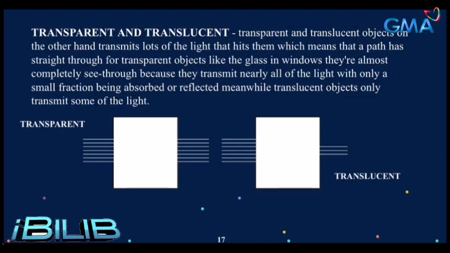Transparent and translucent objects, on the other hand, transmit lots of light that hits them, which means that a path goes straight through the transparent object. Like the glass in the windows, they are almost completely see-through because they transmit nearly all of the light, with only a small fraction being absorbed or reflected. Meanwhile, translucent objects only transmit some of the light, and the proportion of light they transmit is determined by which wavelengths are transmitted.